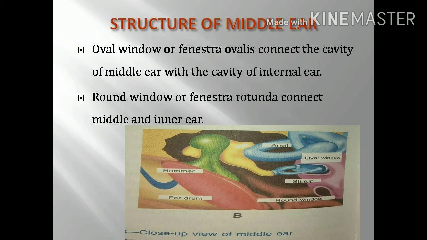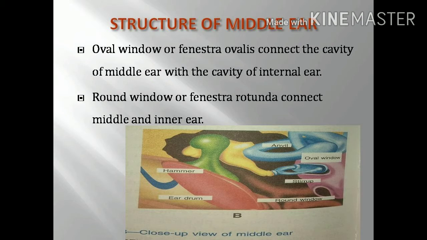The main function of the eustachian tube is that it helps in equalizing air pressure on both sides of the eardrum. If the air pressure is not equalized on both sides of the eardrum, it will damage our eardrum. So that's why the eustachian tube is very important. These are the parts of the middle ear.